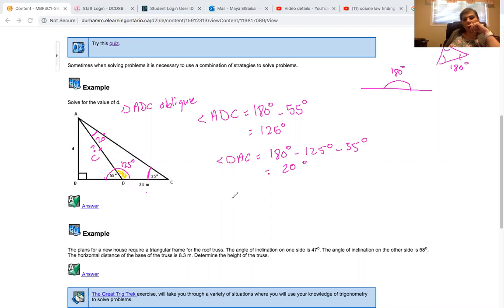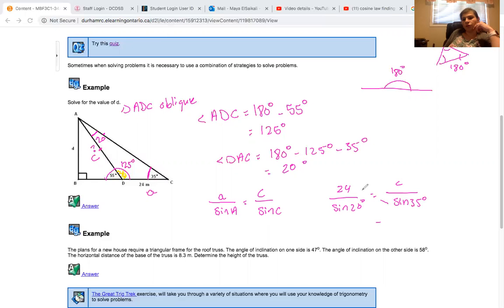All right, so I have to use the sine law because I have an angle and its opposite side, and I have another angle I'm looking for its opposite side. So let's call this side A. So I'm looking for side C, and I know side A. So A over sine A equals C over sine C. So side A is 24 over sine 20 equals to, I don't know what side C is, over sine 35.